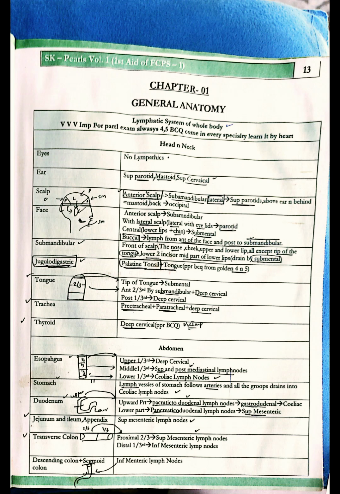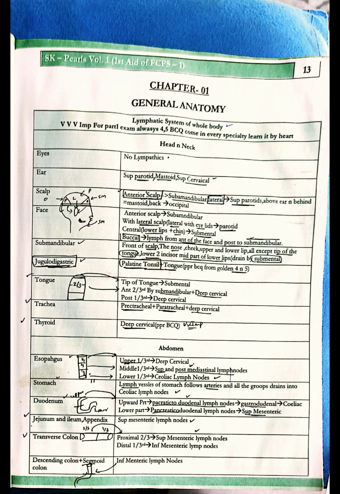Welcome, future FCPS doctors. Today we're diving into the lymphatic system of the whole body, a high-yield topic for your Part 1 exam. This chapter, General Anatomy, is a gold mine with 4 to 5 BCQs in every specialty. So, grab your notes and let's learn this by heart. We'll start with the head and neck, then move to the abdomen.